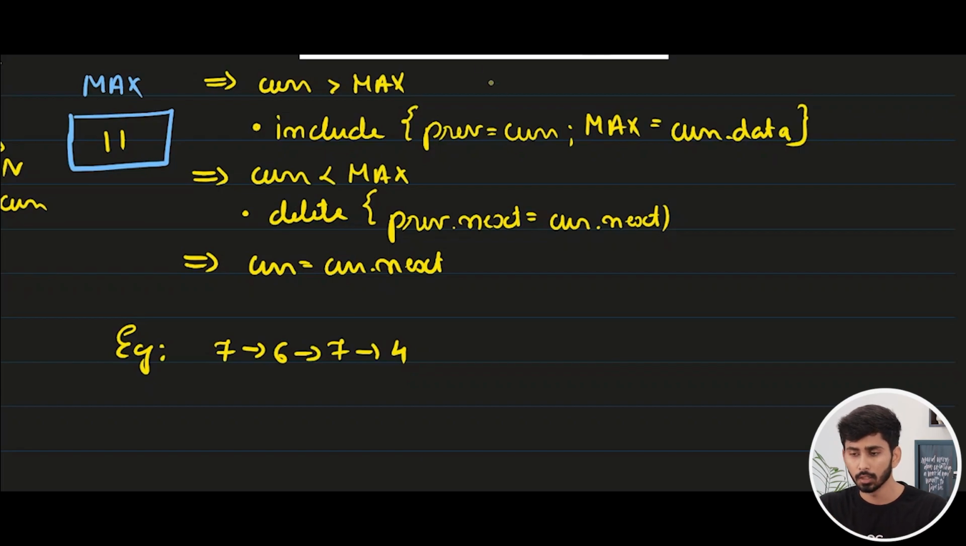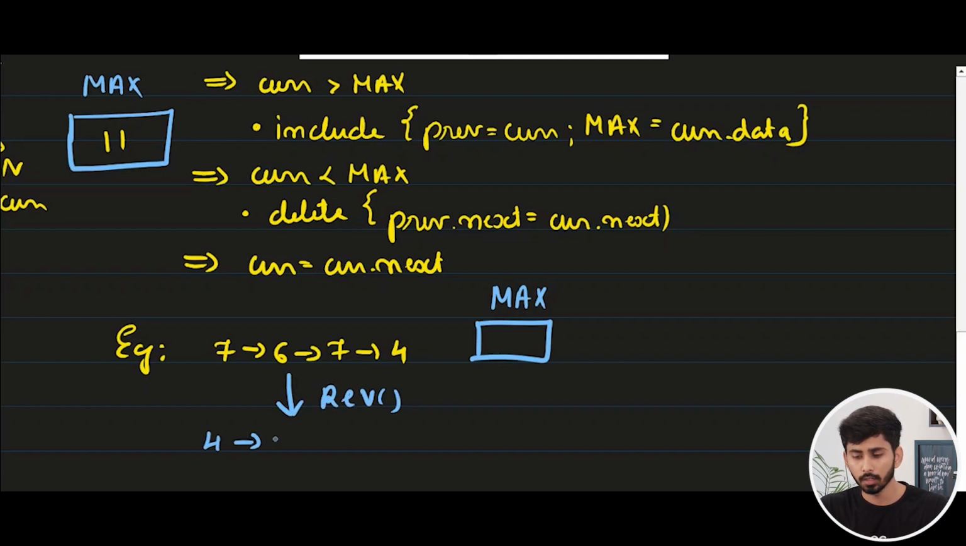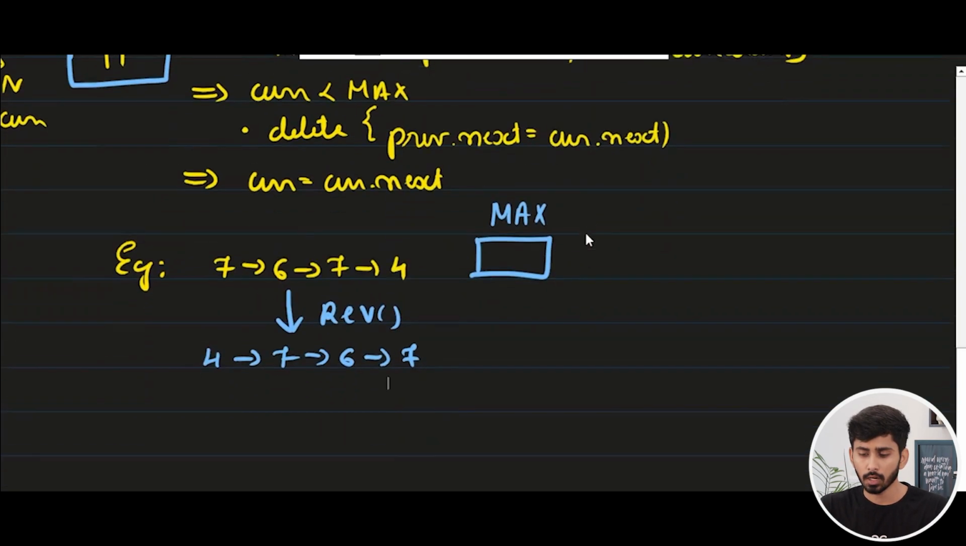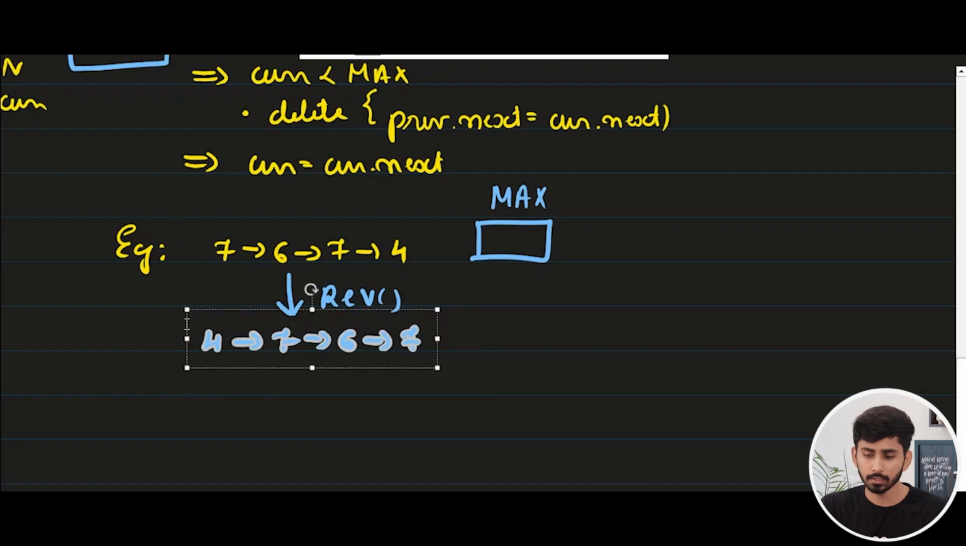So let's focus. I need a maximum variable. This is my maximum variable and it will be initialized with what? Basically the first step of the algorithm is to reverse this linked list. So reverse it and what will you get? You will get 4, 7, 6 and 7. So after reversing, this is our reversed linked list.